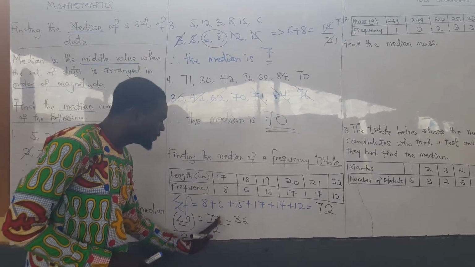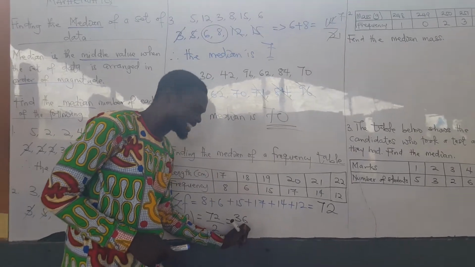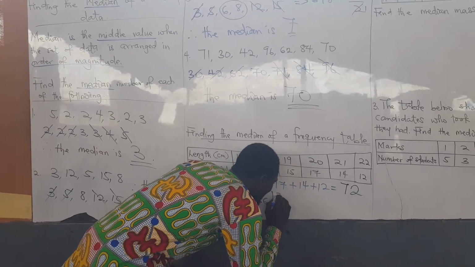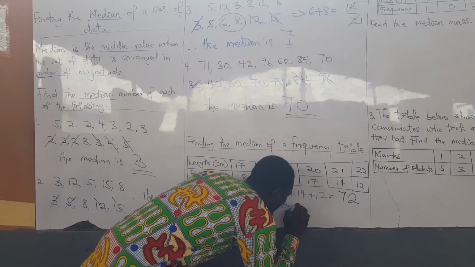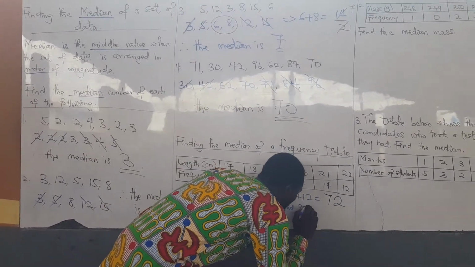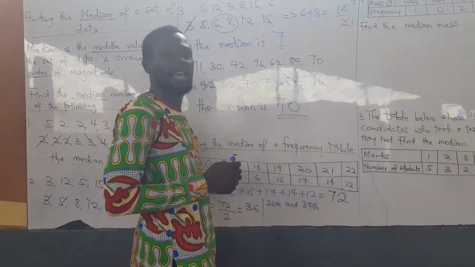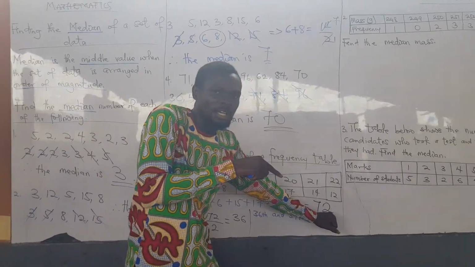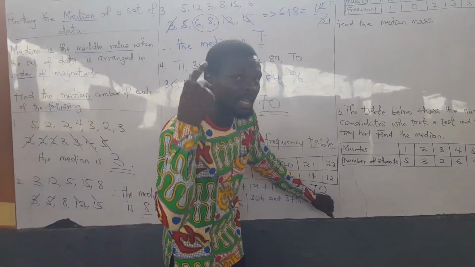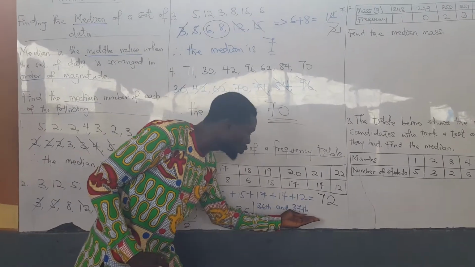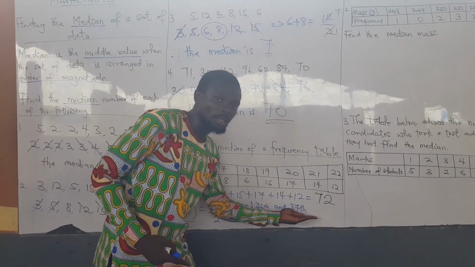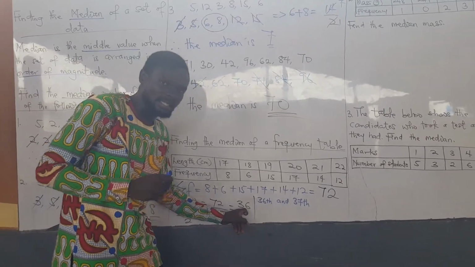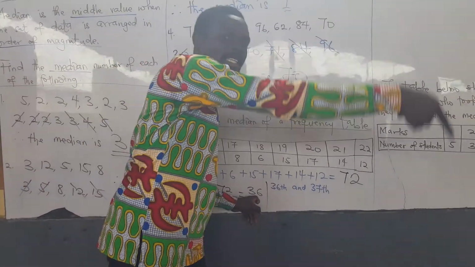After finding the division of the sigma f, getting 36, we are coming to look for the 36th and the 37th observation. Because the sigma f is an even number, that is why we are doing all these things. So we first divided by 2 and we had 36. So we are going to find the next term.